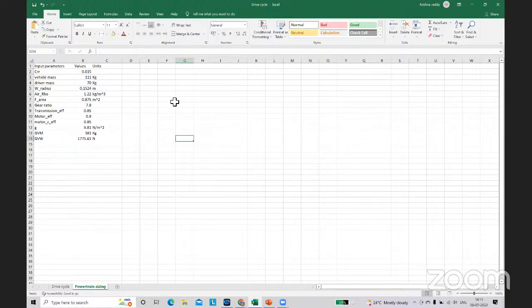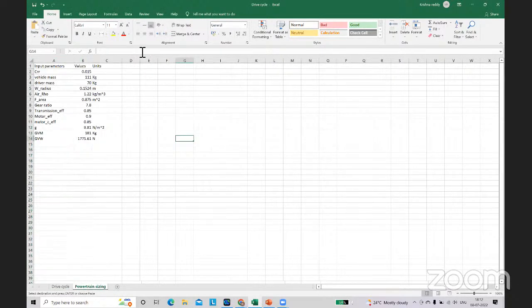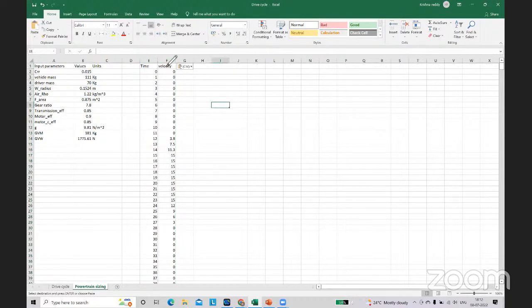So now, what we are going to do, we just try to bring our drive cycle. So just Control C. Go to here, powertrain sizing, and just paste it here. Okay. So presently, these are in kilometer per hour, kph. Okay. So I need to convert into meter per second. So what I'm going to do, here I'll just write, meter per second.